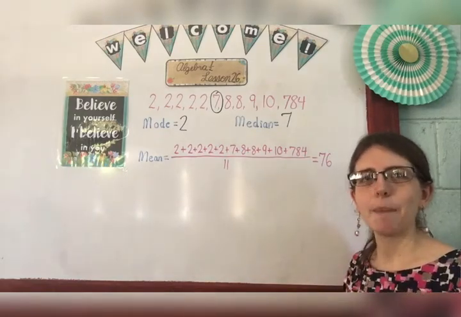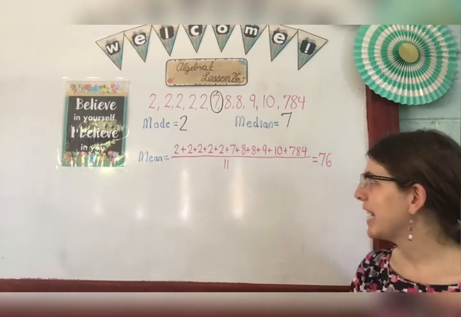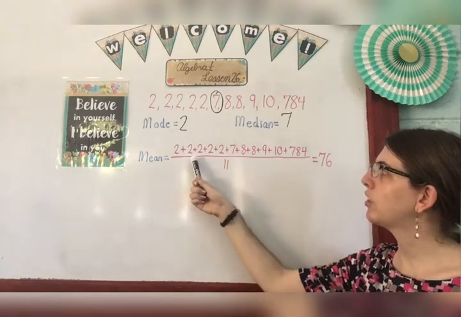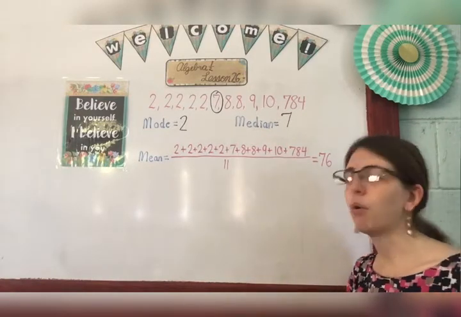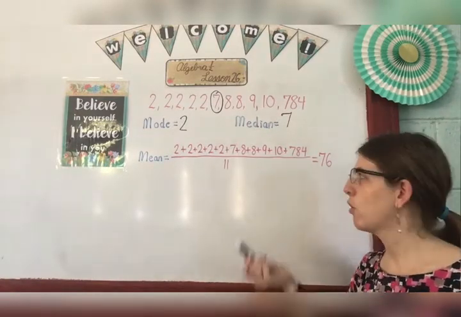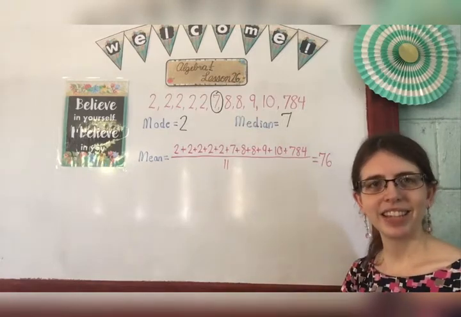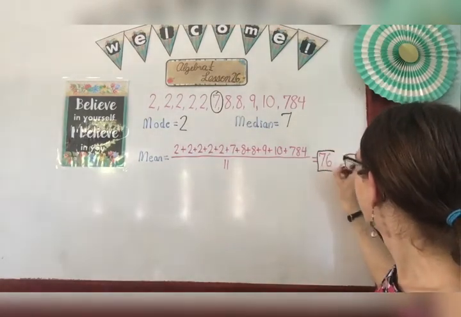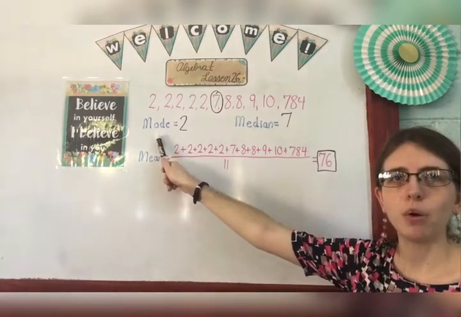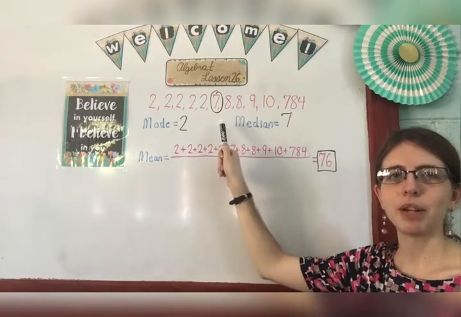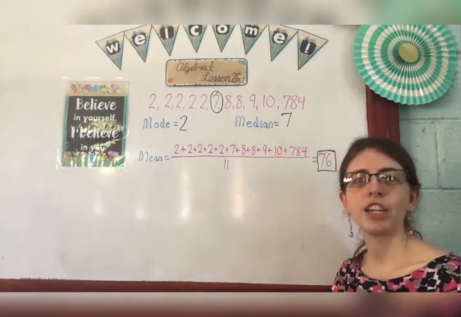How about mean? Well, mean is just a short word for average. So to find the mean, I add up all of my numbers. 2 plus 2 plus 2 plus 2 plus 2 plus 7 plus 8 plus 8 plus 9 plus 10 plus 784. And I divide it by the number of numbers in my group, which is 11. So when I add those all up, divided by 11, I get 76. So my mean is 76. So mode, the number that's repeated the most, median, the number in the exact middle, and mean, the average. So let's look at using mean or average in word problems.